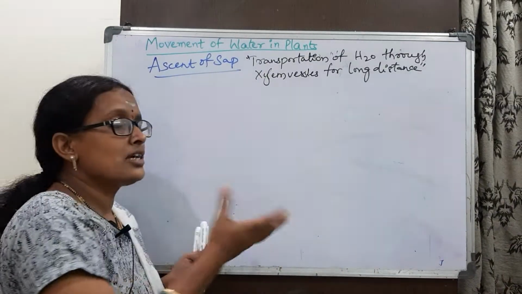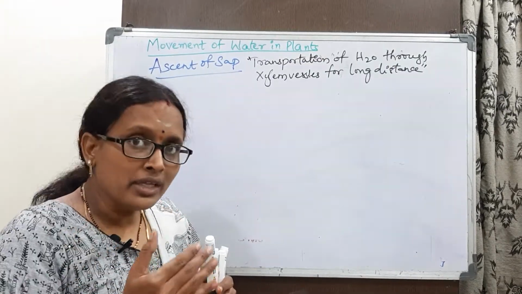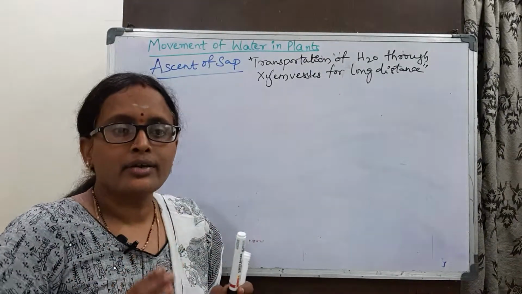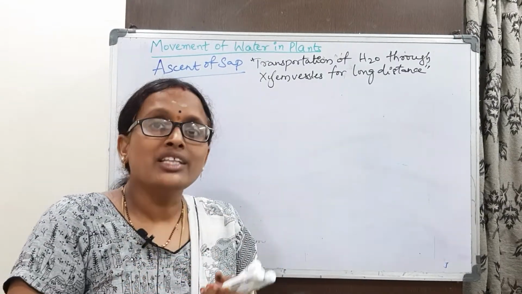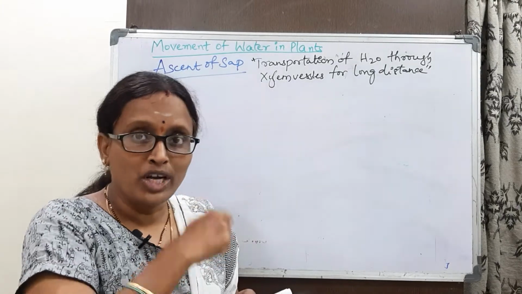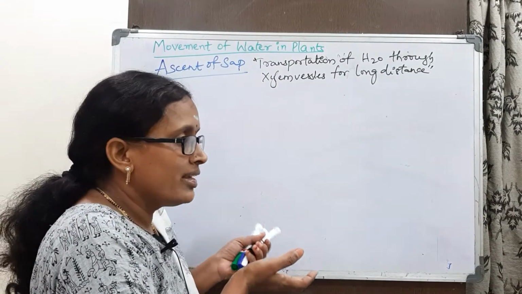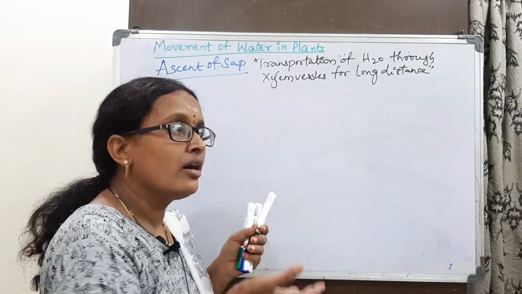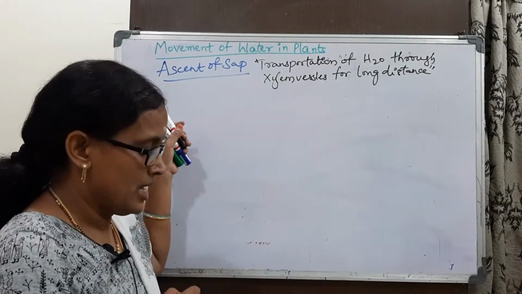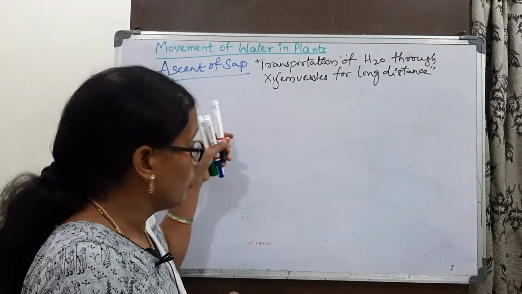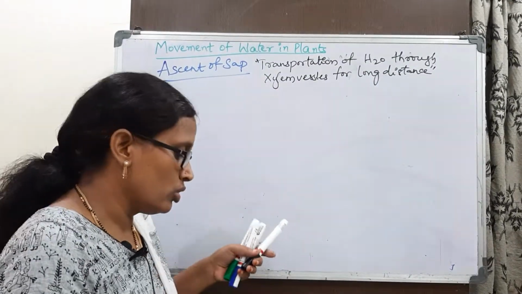So through the apoplast or symplast, water reaches up to the xylem, but from the xylem how is it going to be transported throughout the plant? Whether water is going to be pushed or pulled, whether the roots are going to push the water upwards or it is pulled, that we are going to discuss. What is ascent of sap? The movement of water through the xylem vessels for a long distance or throughout the plant.